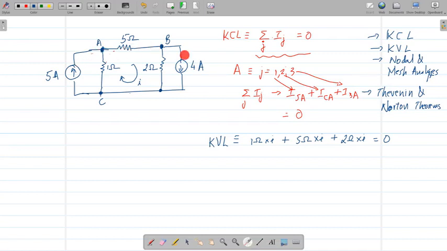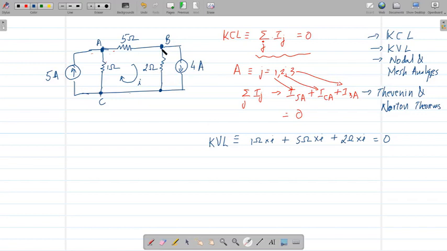This is a loop. This whole thing is a loop. This is also a loop. This is also a loop. This is also a loop. So you have many loops over here, but a mesh refers to a loop within which there is no other loop, right? So the smallest possible loop. So this is the smallest possible loop. Within this loop there is no other loop. So this is called a mesh. This is a mesh. This is also a mesh.